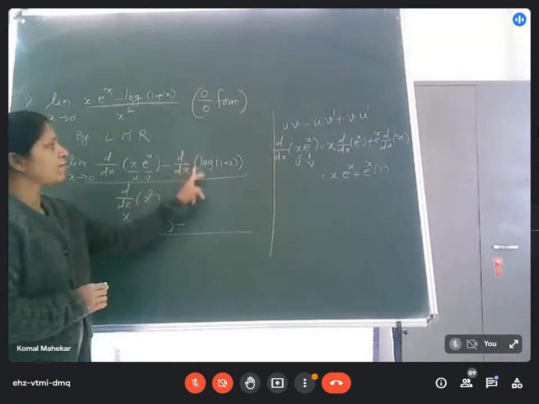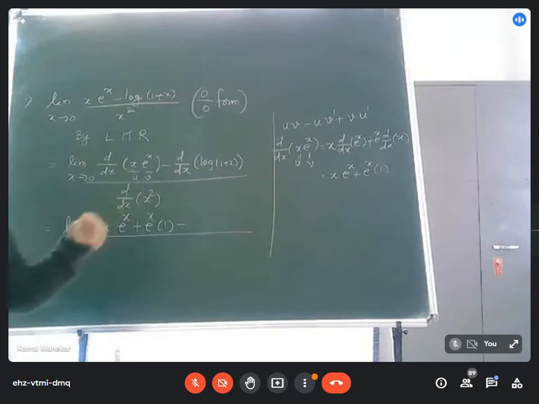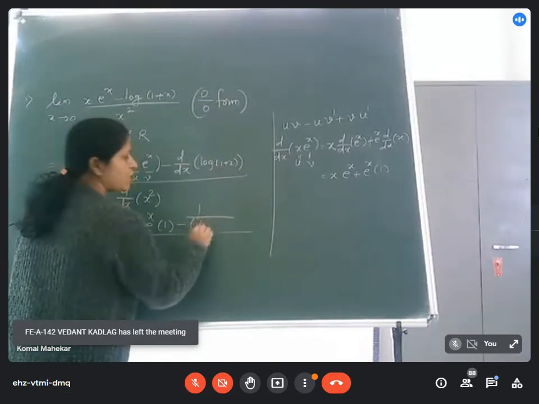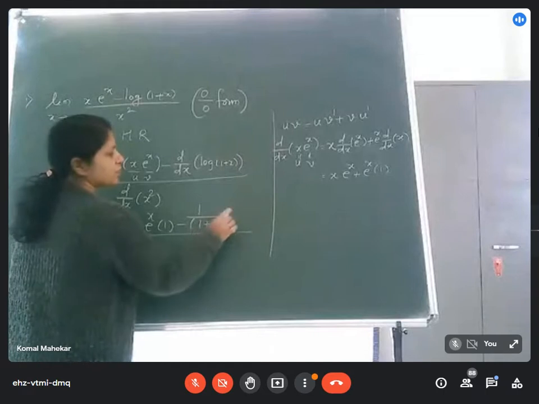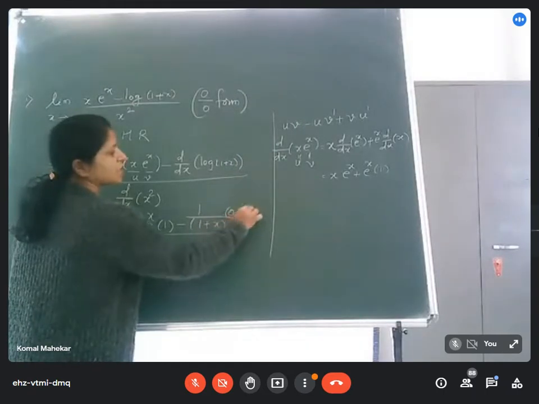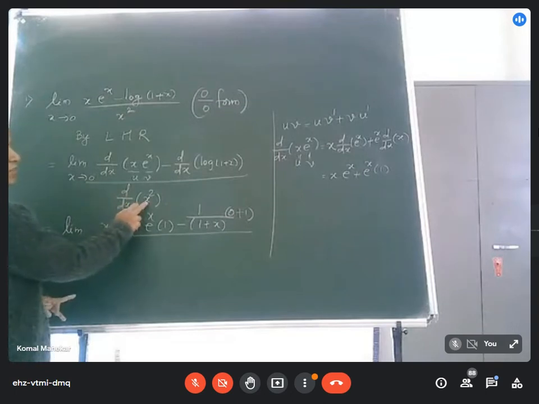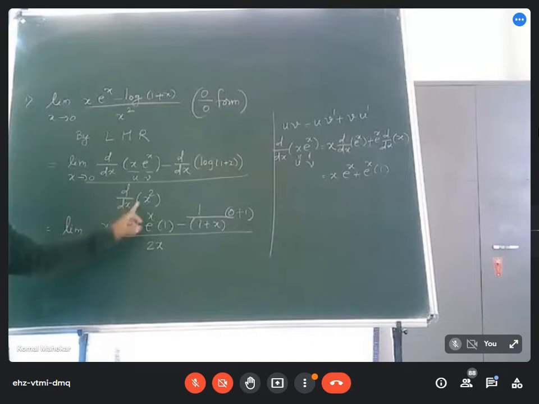Now the derivative of log of 1 plus x. The derivative of the log function is 1 upon 1 plus x, into the derivative of 1 plus x with respect to x. For 1 it is 0 and for x it is 1. Divided by d by dx of x square. What is the derivative of x square? That is 2x.